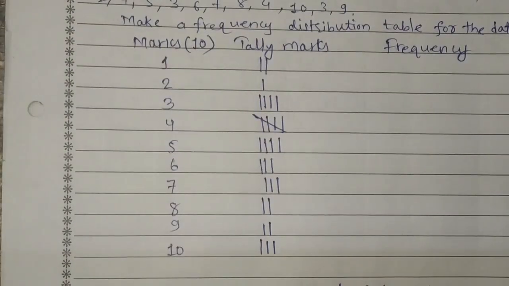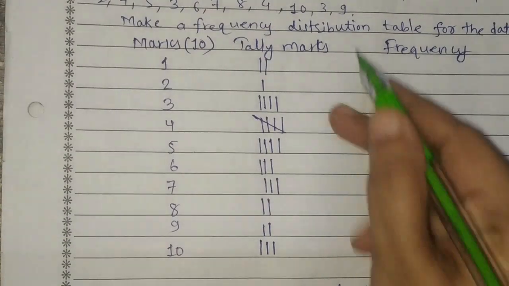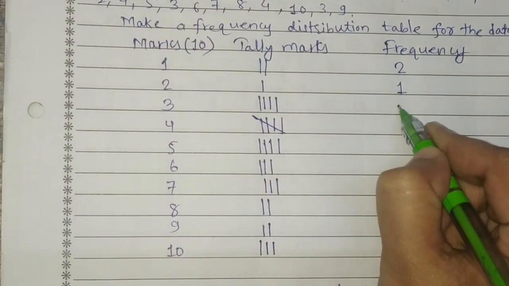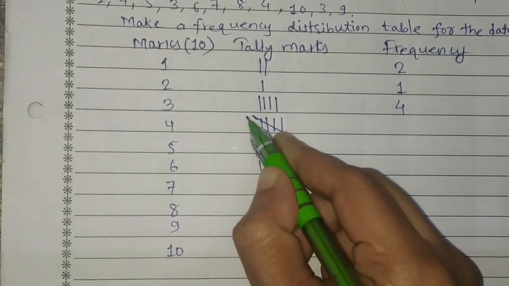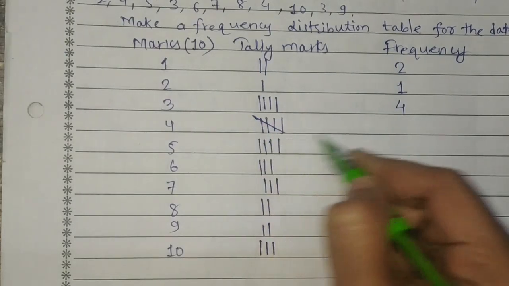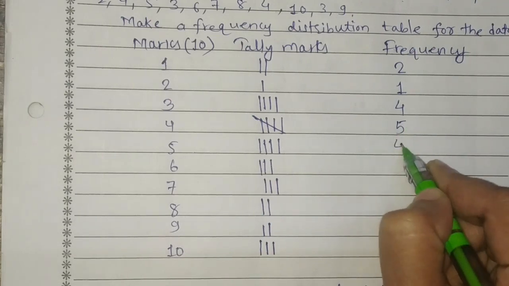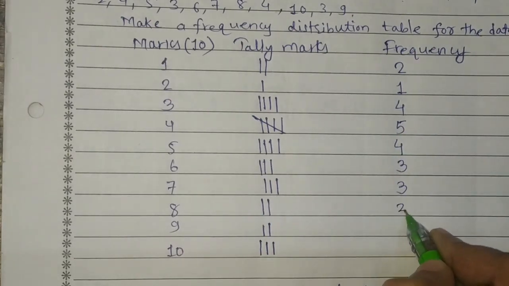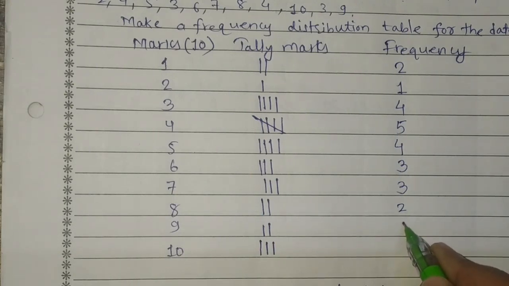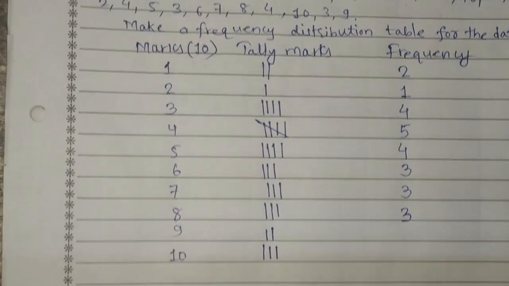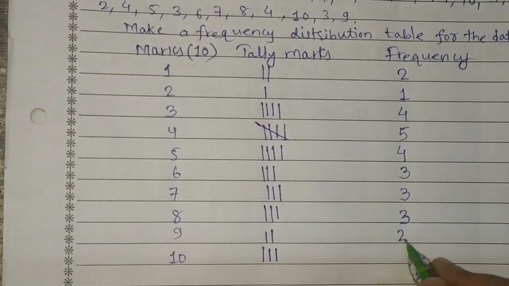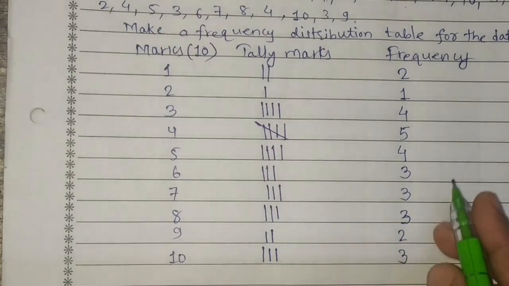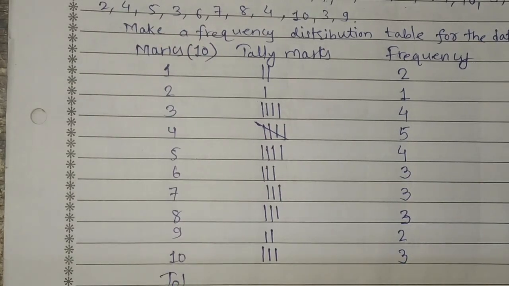In this way we'll continue. Now we will write down here frequency. Here are 2 vertical lines, so we'll write a frequency 2, then 1, then 4. After 4, one diagonal line from first to fourth will indicate a 5, then 4, then 3, again 3, we'll go for the 2, then 2 and 3. So if we add all these frequencies, we will get a total of 30 students.